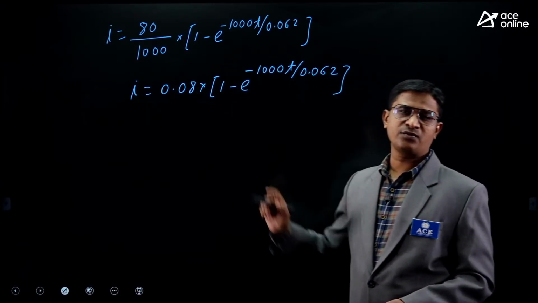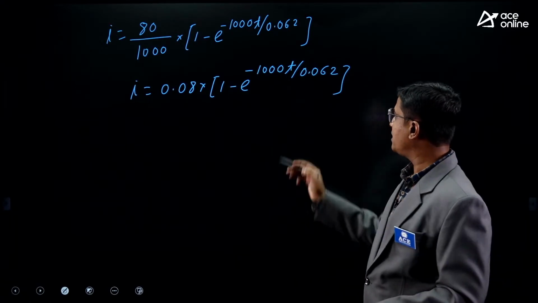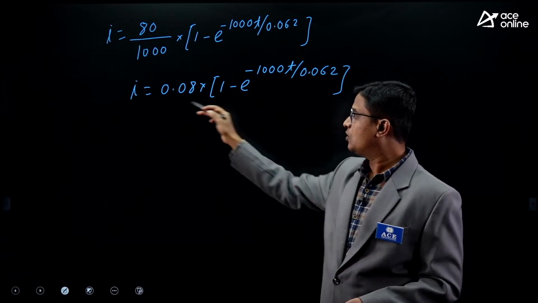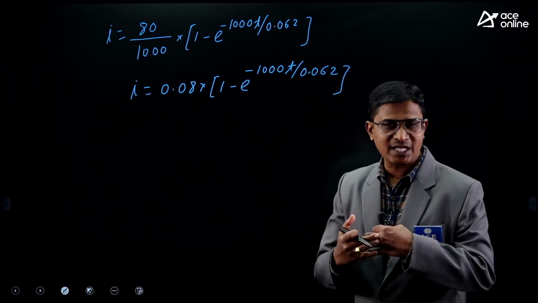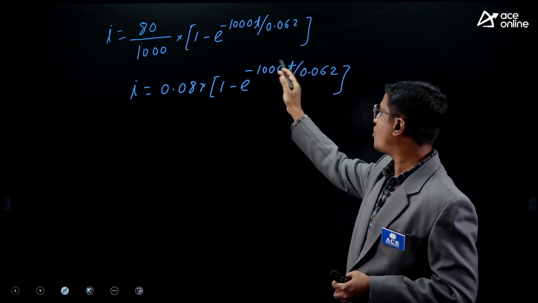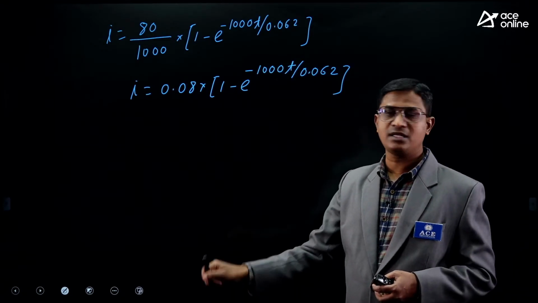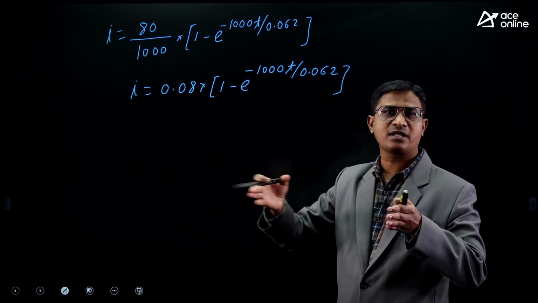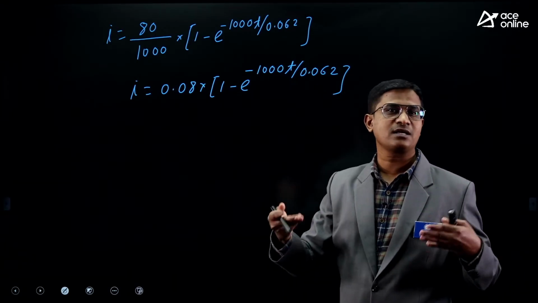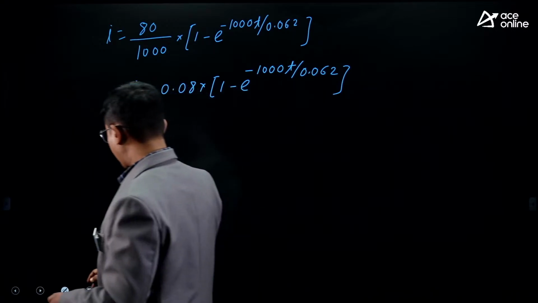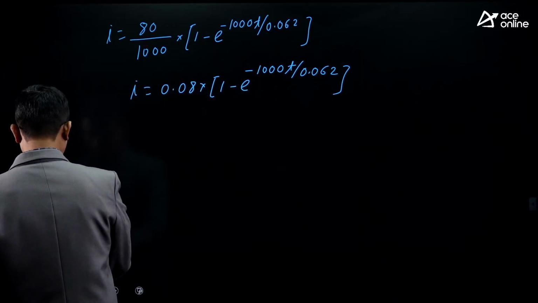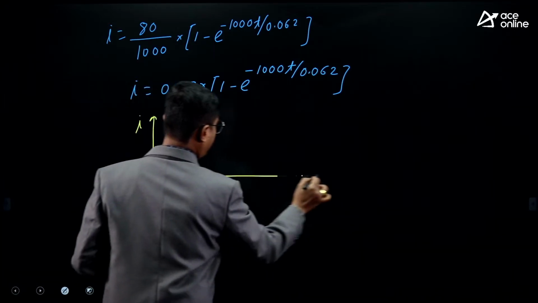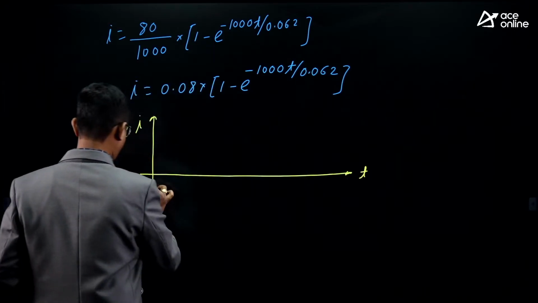Now this is the current which is flowing in the circuit. You can check: when t equal to 0, this term becomes e to the power 0 is 1, 1 minus 1 is 0, so the current in the circuit is 0. After that, as time increases, this term goes on decreasing. Therefore 1 minus this term, this difference goes on increasing, so the current goes on increasing. If you check, the current in the circuit has a nature like this.